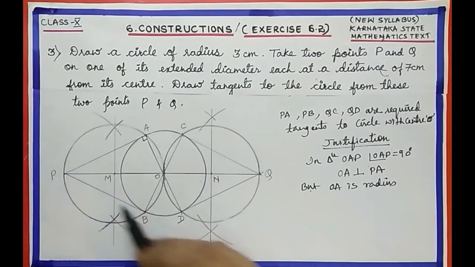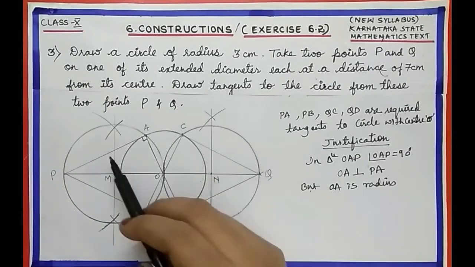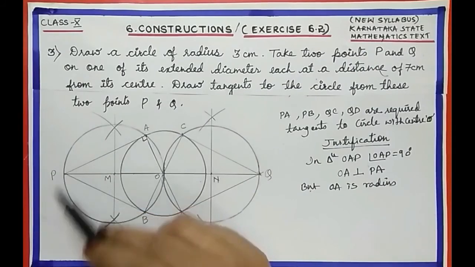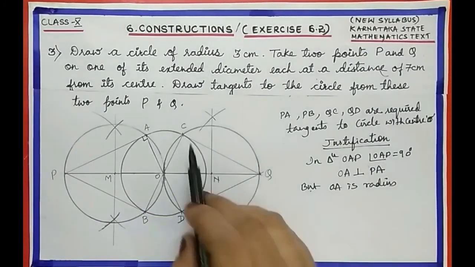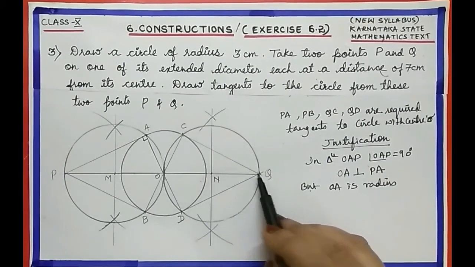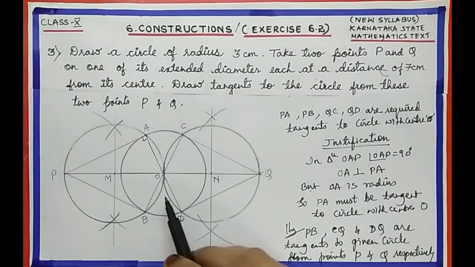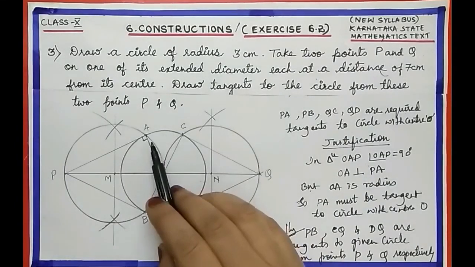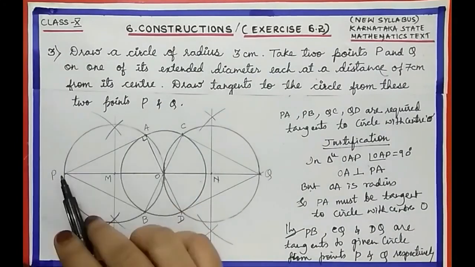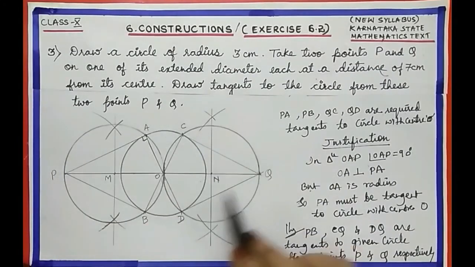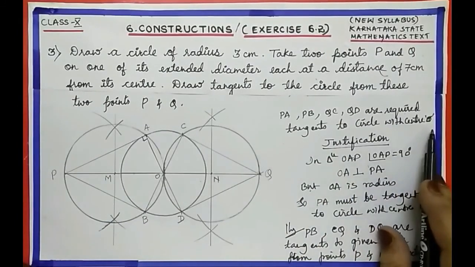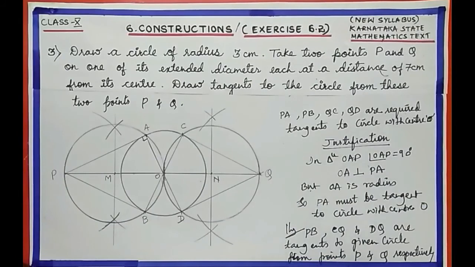Similarly here PB is also a tangent. So PA and PB are two tangents from external point P. Similarly here we have CQ and DQ are two tangents from the external point Q. So now we have constructed tangents to a circle from external point P and Q. So here PA, PB, CQ, DQ all are required tangents to circle with center O. This is our required justification.